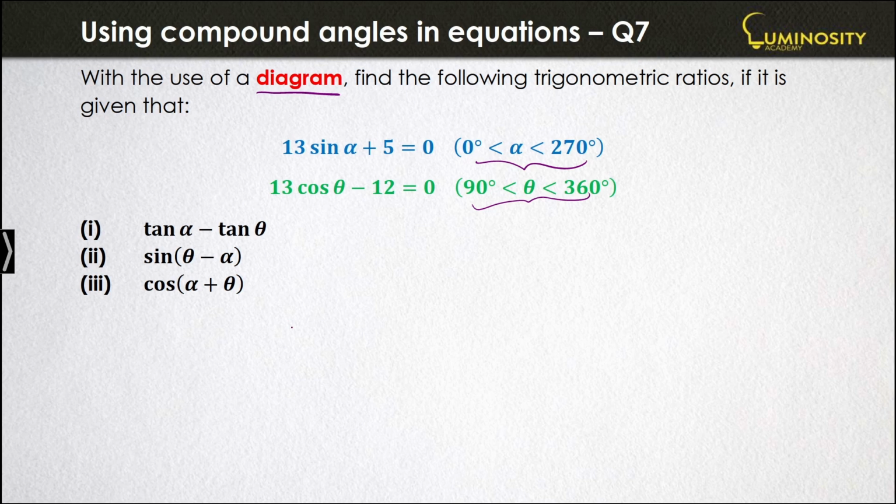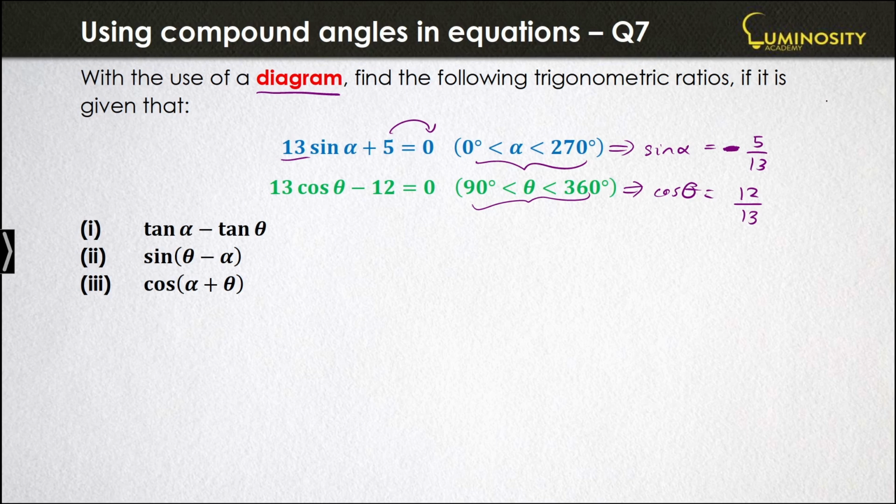So first thing I'm going to note here, I can rewrite this as sine alpha. I'll bring over the 5, which is negative 5, and then divide by 13. So negative 5 over 13. And then here I'm going to get cos theta. If I bring over negative 12, it's positive 12 divided by 13.